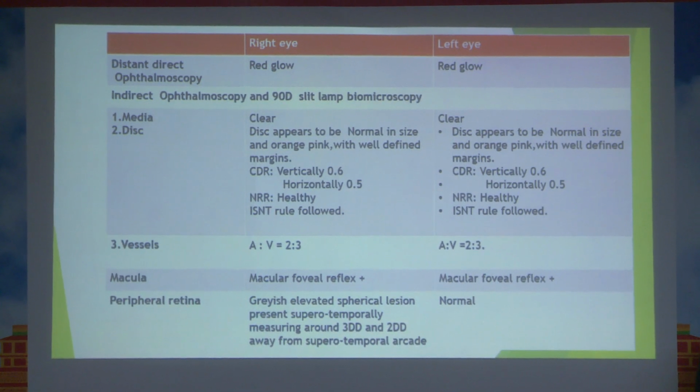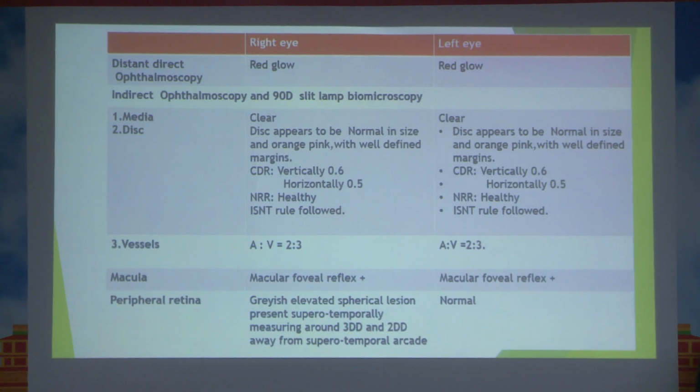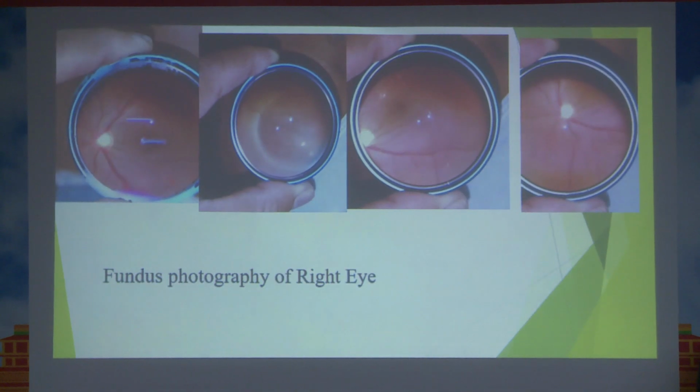In the peripheral retina, a grayish elevated spherical lesion was present superotemporally, measuring around 3 disc diameters and 2 disc diameters away from the superotemporal arcade. The left eye fundus was absolutely normal. The fundus picture is as follows. In the second picture, you can see the retinal cyst in the superotemporal quadrant.